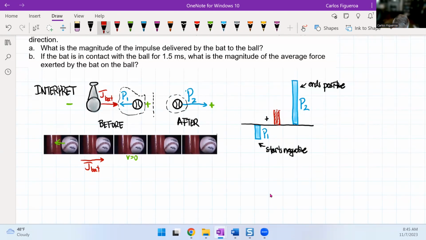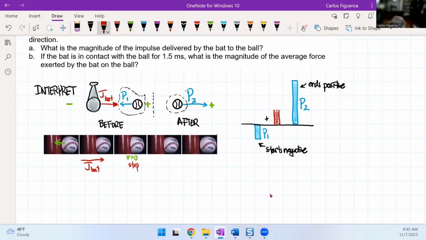And that's why this P1 and this impulse that I drew in red are equal and opposite, because you have to stop the ball. Now, what do I have to do? I have to speed up the ball. How much did I speed up the ball?